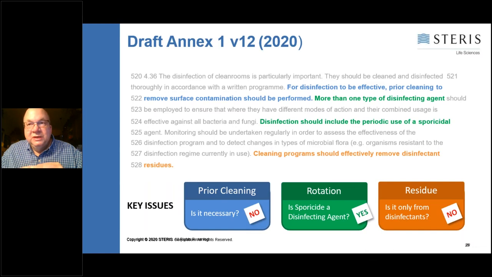And residues do need to be periodically removed. They come from many different sources, not just disinfectants. They come from shoe covers, from operators, from processes. I mentioned earlier IV bags and bags that have saline in them. Those are all potential sources for residue buildup.